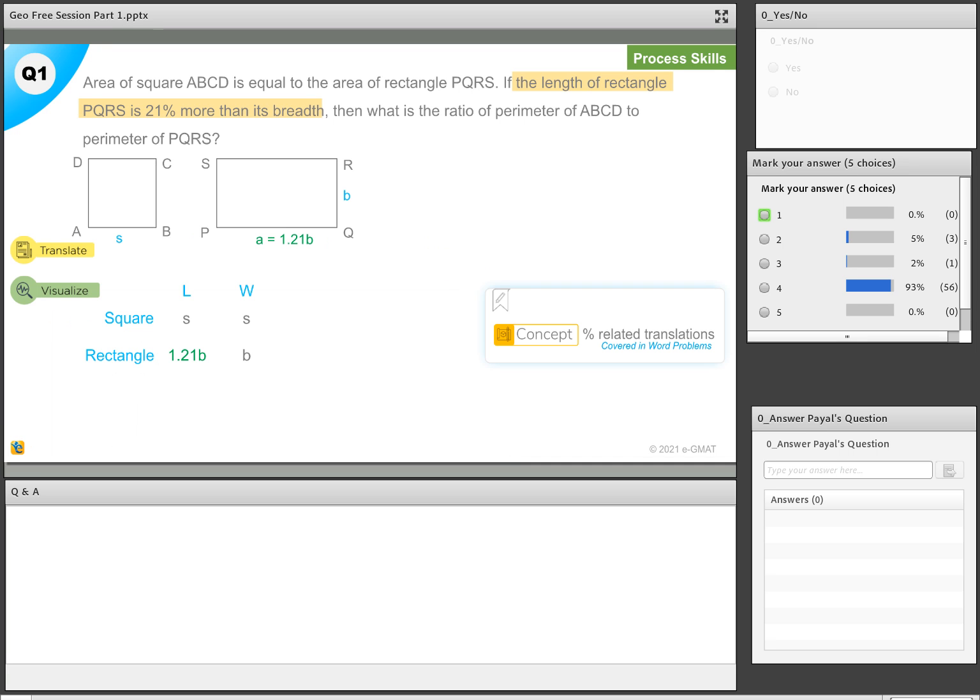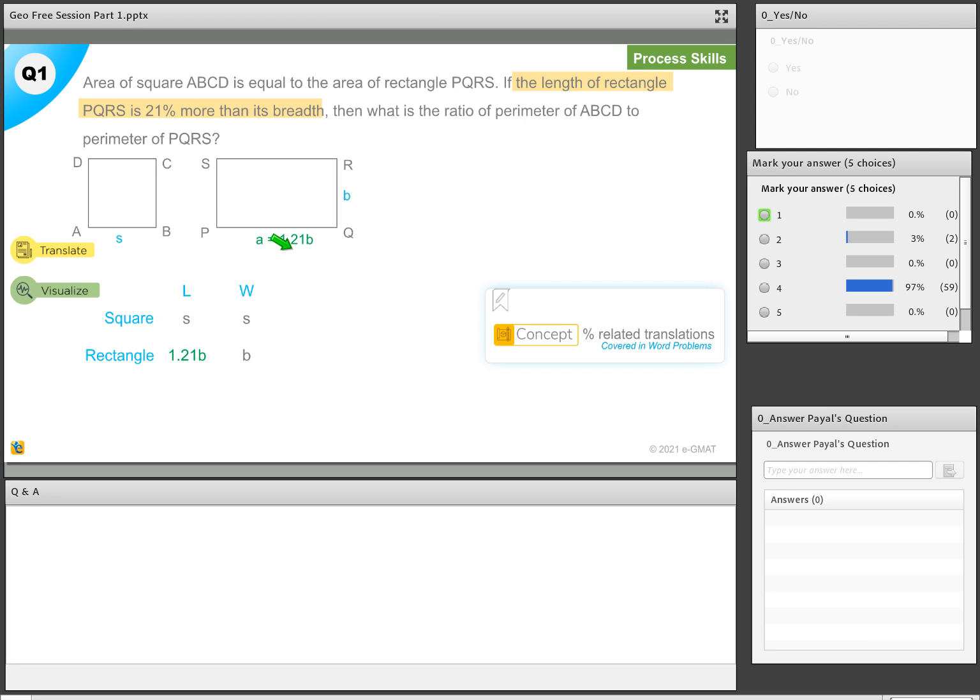Now let's move forward. Essentially what you do is you visualize the two figures that are given to you. One is a square and the other one is a rectangle. And then you clearly mark what the sides are. Obviously for a square, you assume the side is S. For the rectangle, you assume A and B, and then you write down the relationship between A and B, which is what you translated from the highlighted part of the statement.